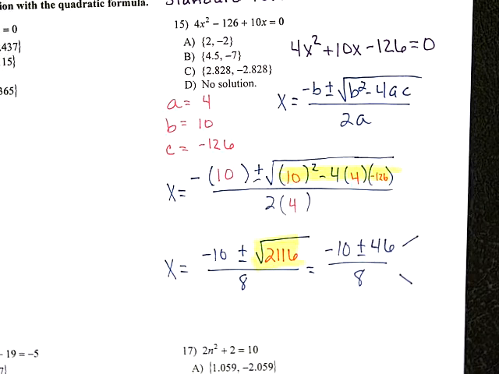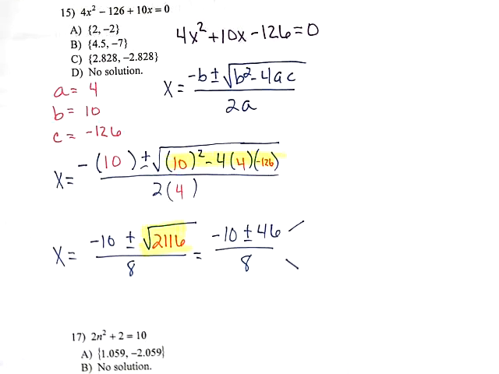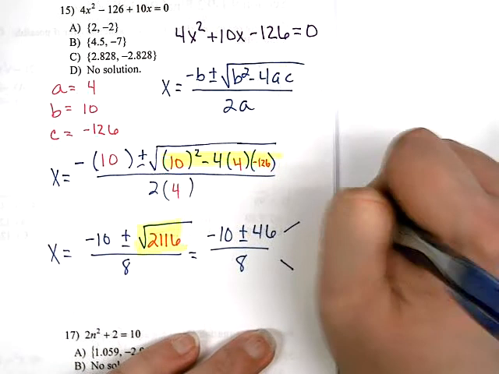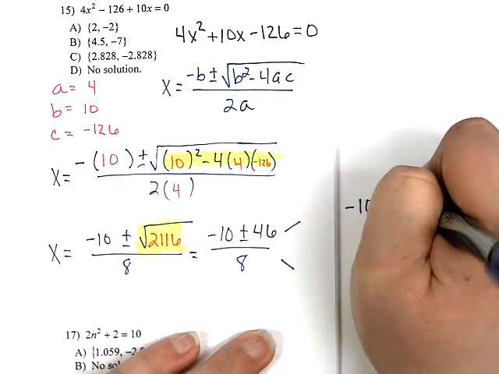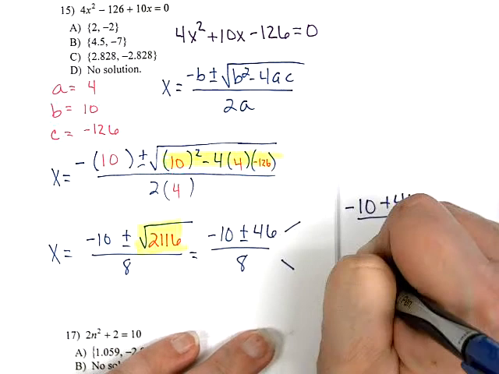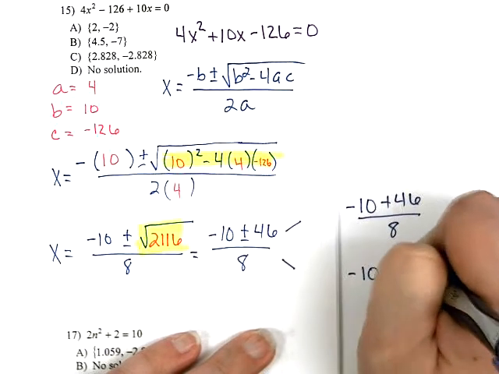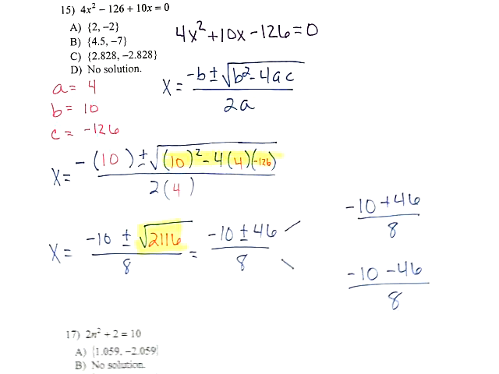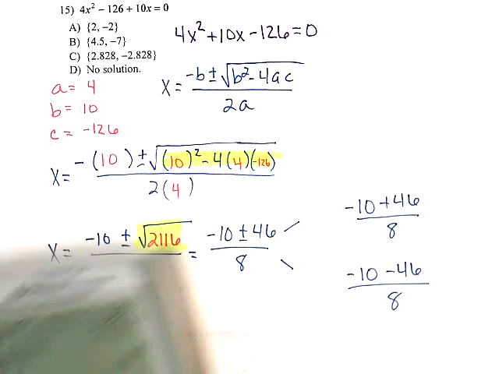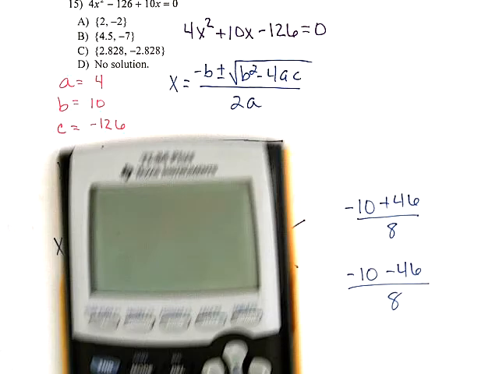Okay, so normally we would keep going there. I'm running out of space. So I'm going to go ahead and move it on over and just give myself some space here. But negative 10 plus 46 over 8 and negative 10 minus 46 all over 8. And we're going to plug both of those into our calculator. So make sure you use the alpha y equals.